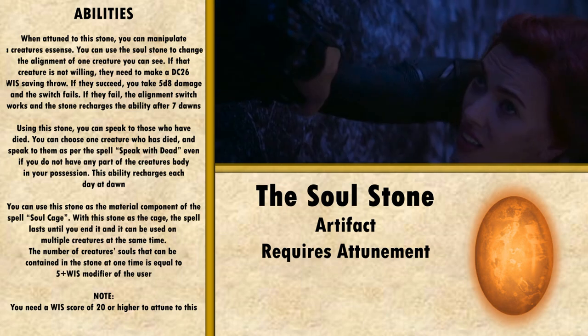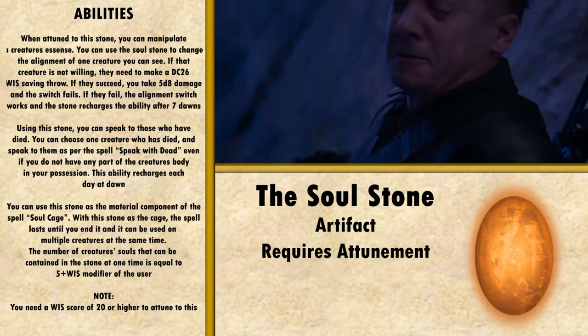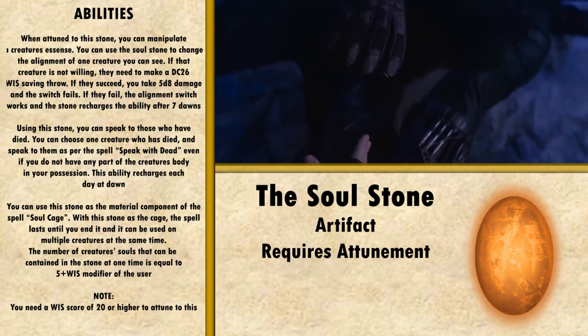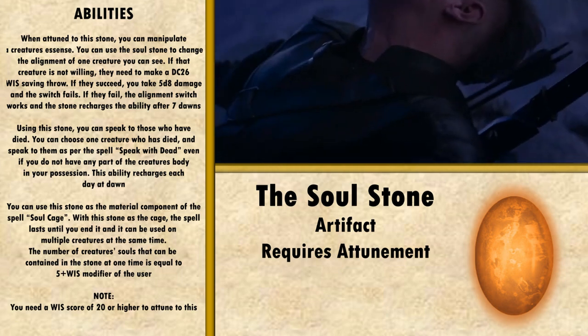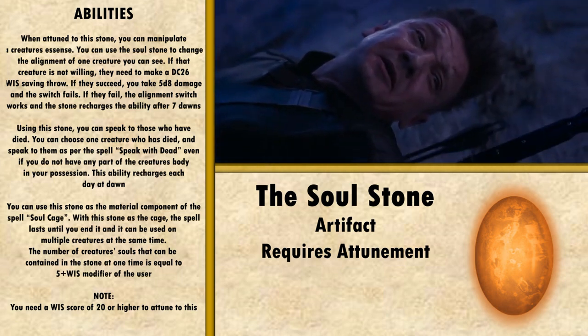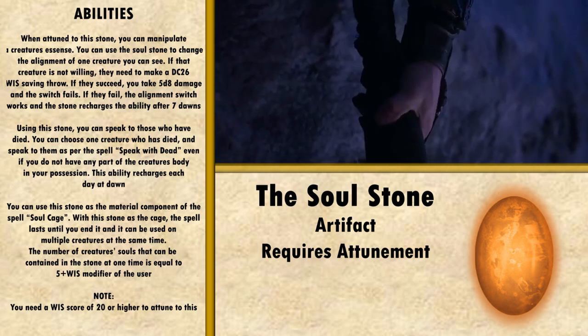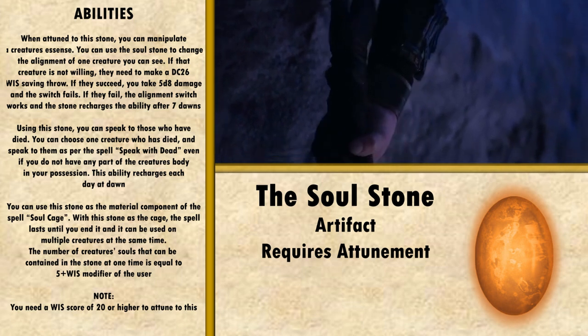The second ability of the Soul Stone is the ability to cast Speak with Dead on any creature who has passed on, regardless of whether or not you have a part of that body in your possession. You can choose one creature who has died, and you can speak to them as per the spell Speak with Dead. This ability will recharge each day at dawn.